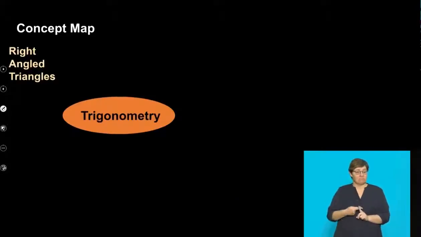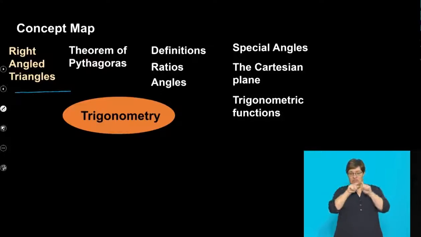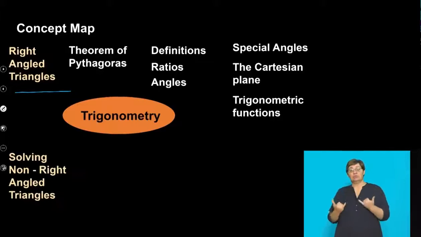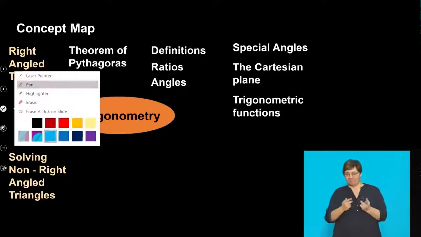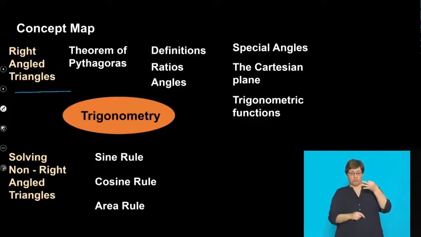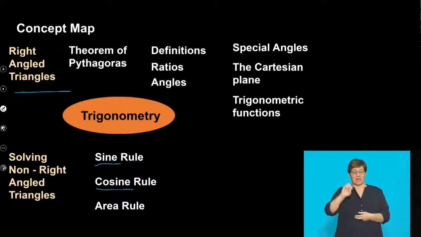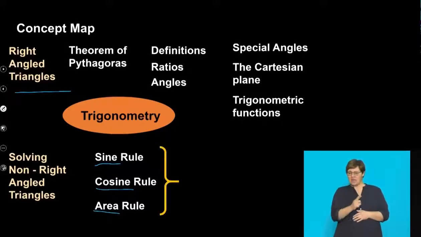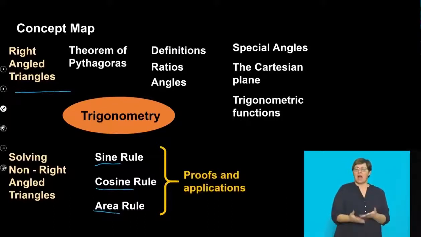So far, all the trigonometry you've done has been dealing with right angle triangles. So in grade 10, you've covered all of these sections. However, today, we're going to begin solving non-right angle triangles. Specifically, we're going to be looking at three rules: the sine rule, the cosine rule, and the area rule. A little bit later, we'll be doing some proofs and applications for all three rules.